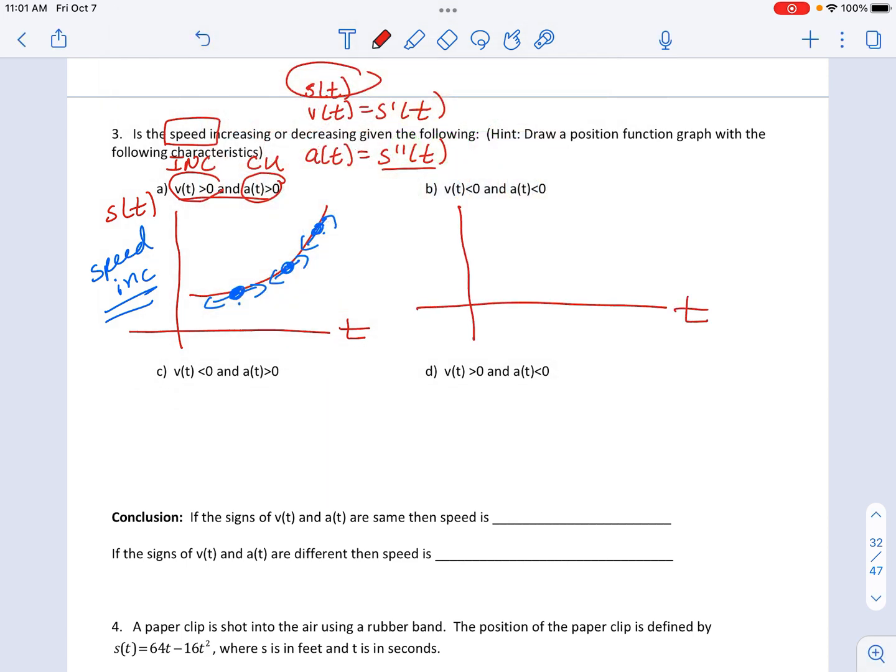Same thing. I'm going to graph the position graph and see what's happening to the speed. If the velocity is negative, that means the position graph is decreasing. If acceleration is negative, that's the second derivative, so that means the position graph is concave down. So I need a decreasing, concave down graph. It's going to look something like this.